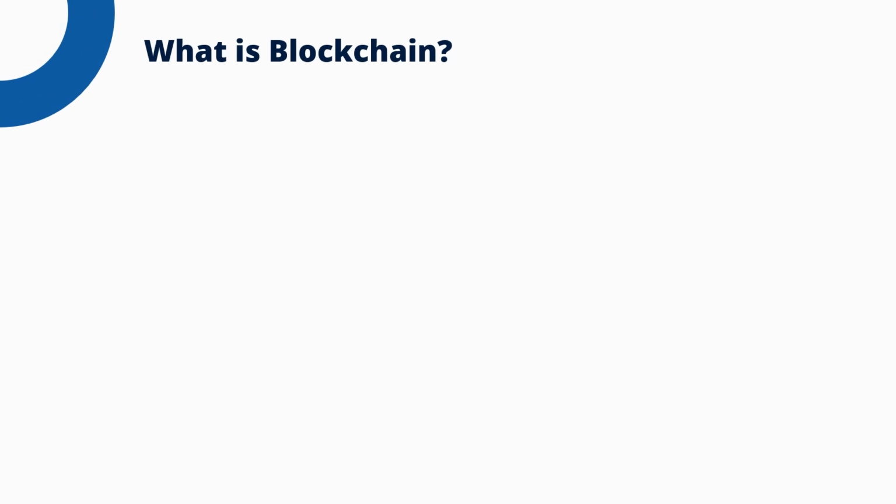Blockchain technology is a decentralized, distributed ledger system that records transactions across many computers in such a way that the registered transactions cannot be altered retroactively. Let's understand it using an example.